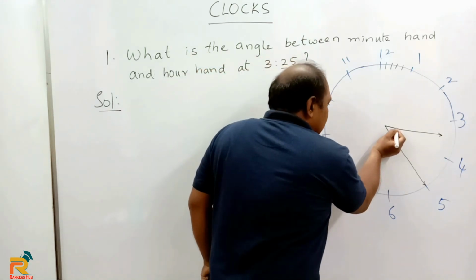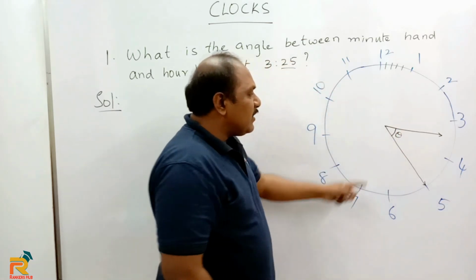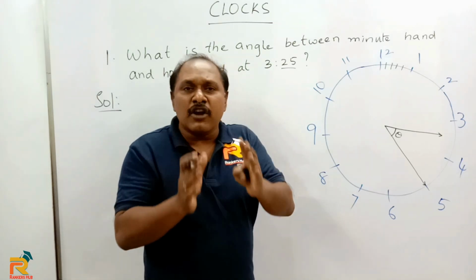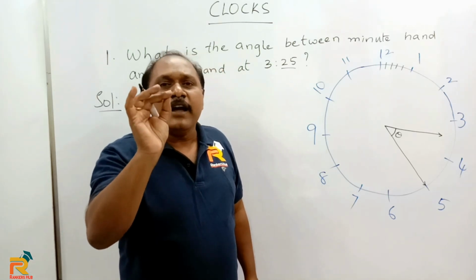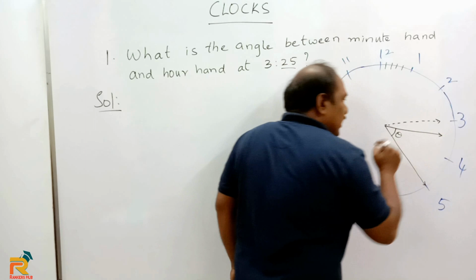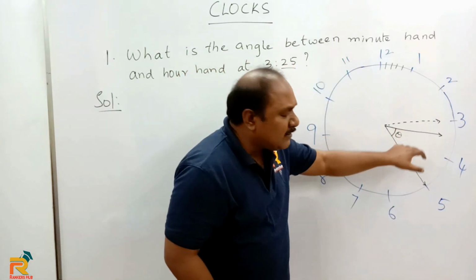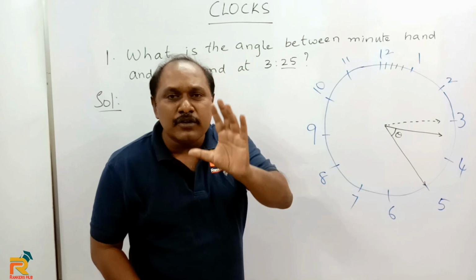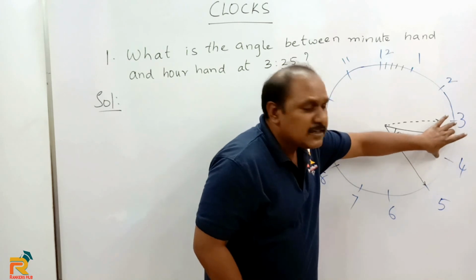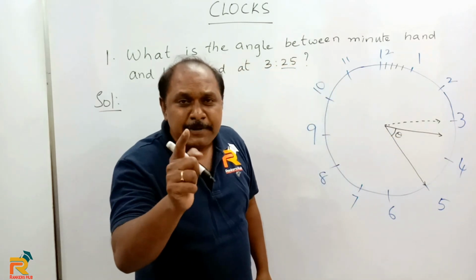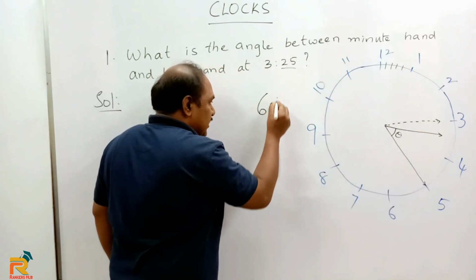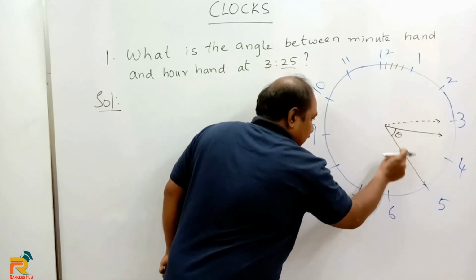So we need to find this angle here. This is the angle that I need to find to tell the answer for our question. Now tell me, exactly at 3 o'clock, where will the hour hand be? Definitely exactly at 3 o'clock, the hour hand should lie exactly at 3. Now what is the angle between 3 and 5? In between 3 and 5, you can clearly see I have 2 hour spaces. So what is the angle in each hour space? 30 degrees. 2 hour spaces, 60. So the angle between 3 and 5 is 60 degrees.